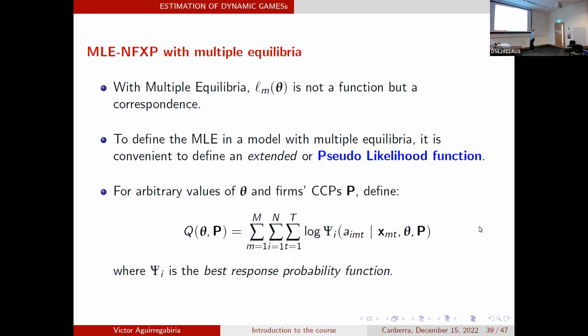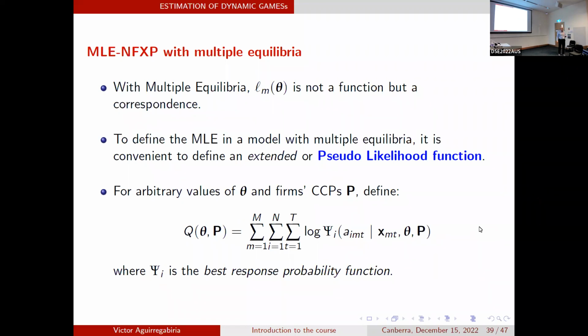But this is because this likelihood is not incorporating all the restrictions of the model. In particular, these beliefs, according to the model that we have seen, should be equilibrium beliefs. This should be a Markov perfect equilibrium. And therefore, we can define the maximum likelihood estimator as a pair of theta and p that maximizes this likelihood subject to the equilibrium constraints, as we defined in the context of single agent.